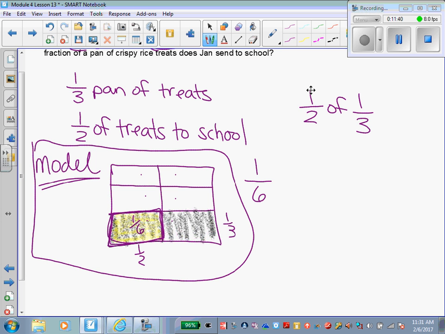Brandy. Very good, Brandy. So she has 1/3 of the pan of brownies, and she sends half of the, I keep going back to brownies, 1/3 of the treats, and she sends half of the treats to school. So half of 1/3, which is 1/2 times 1/3, and 1 times 1 is 1. Only 3 people knew that. 2 times 3 is what? 6. So you can see with our number expression that we would get the same answer as with our model.